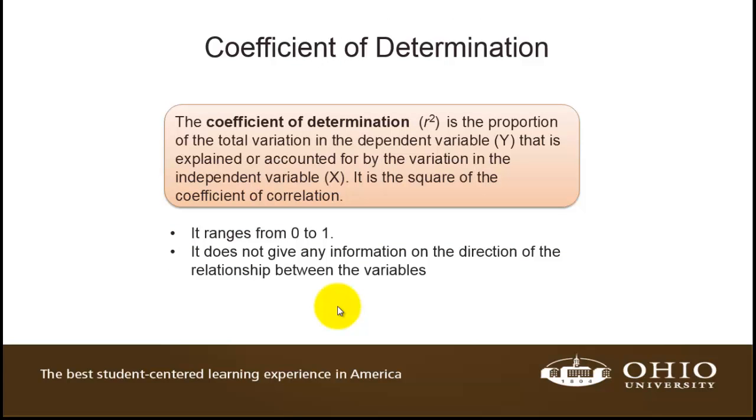A couple things that we look for in regression. The first is the coefficient of determination. That's the proportion or percentage of total variation in the dependent variable y that is explained or accounted for by the variation in the independent variable x. Well, what does that mean? What we mean by total variation is the difference in the y values and the average y value. The R-square value ranges from 0 to 1, and because of that, it doesn't give us any idea at all about whether the relationship is positive or negative.